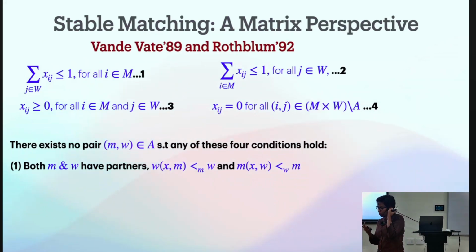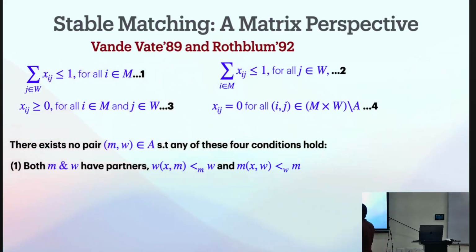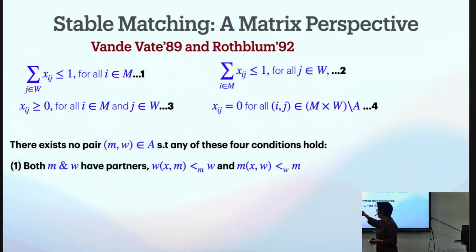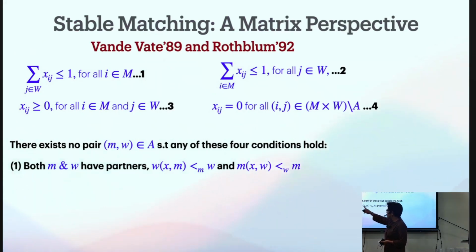Before we go to the fractional setup, let's look at what it means in the integral situation. This is a bit peculiar notation, I suppose, but I didn't know how to capture this. This w_X(m) means, under the matrix X, who is the woman that m is matched to? So in the matrix X, look at the m-th row, the position that has 1, that index.